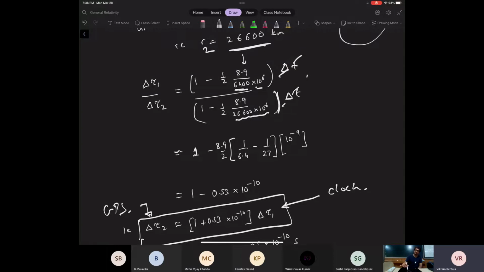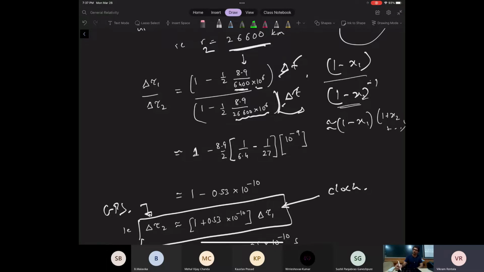I can make a further approximation. Again, this is a binomial expansion, so I can bring this to the numerator. It's like (1 minus x1) over (1 minus x2), which is (1 minus x1) times (1 minus x2) to the minus 1, which I roughly write as 1 minus x1 plus x2. That's by a binomial expansion of the denominator. To be more precise, let me show you that intermediate step: I write it as (1 minus x1) times (1 plus x2). This is the binomial approximation to 1 over (1 minus x2).